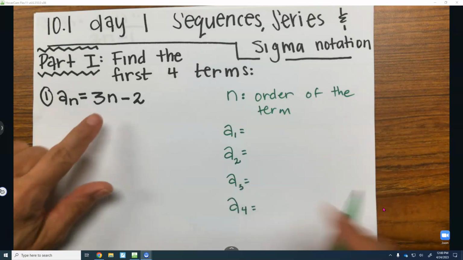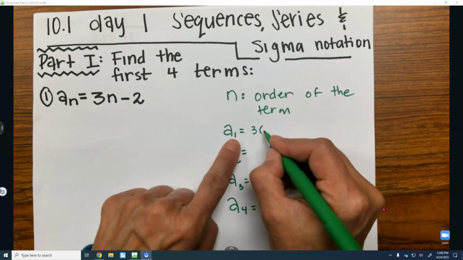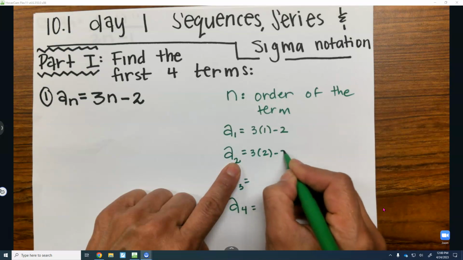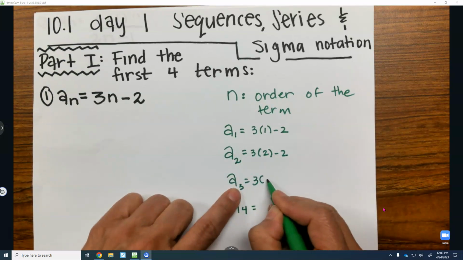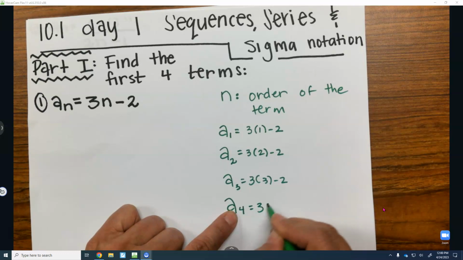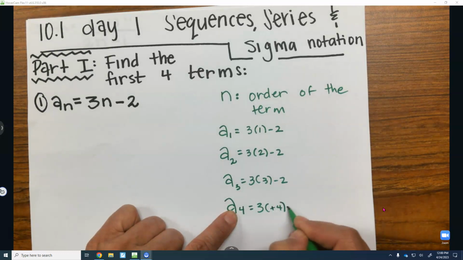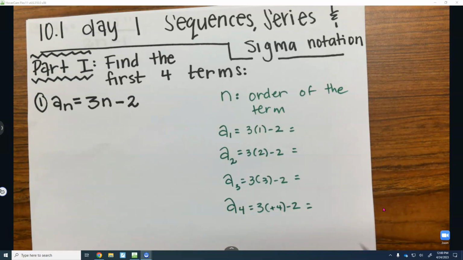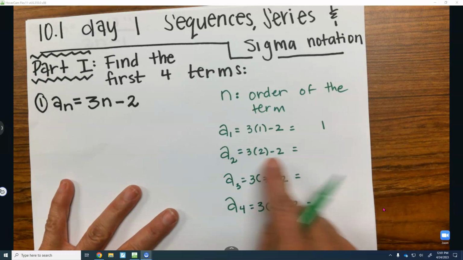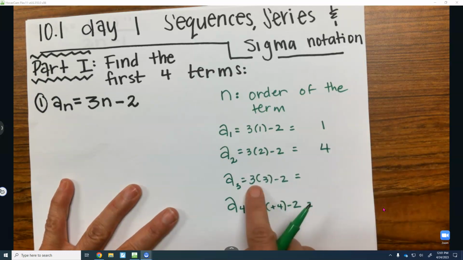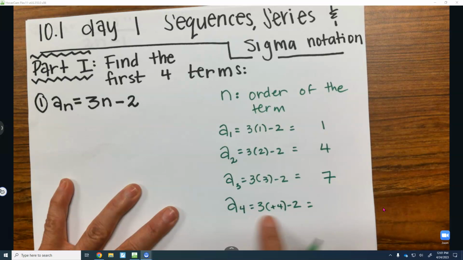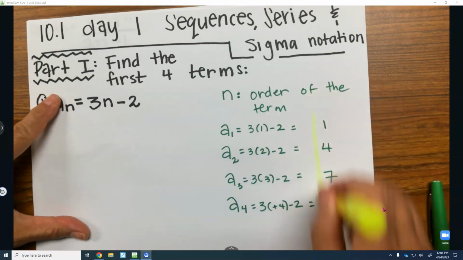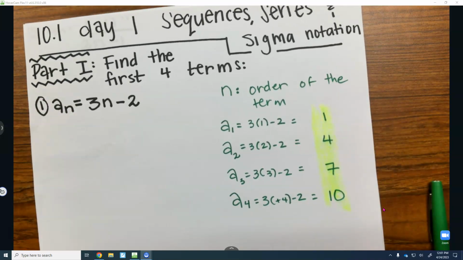That's all that is. So this is going to be 3 times 1 minus 2. This is going to be 3 times 2 minus 2. 3 times 3 minus 2. And 3 times 4 minus 2. So the first 4 terms in the sequence are 1, 4, 7, and 10. So that's it, guys. There's the first 4 terms on that.